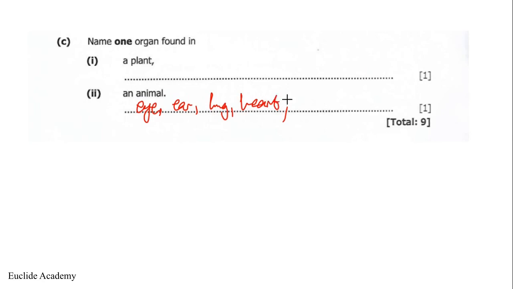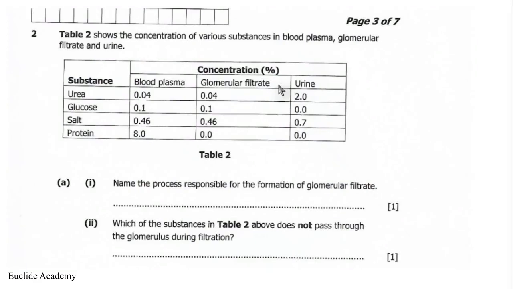So let's jump to question 2. Question 2 reads, Table 2 shows the concentration of various substances in blood plasma, glomerular filtrate, and urine. Name the process responsible for the formation of glomerular filtrate.